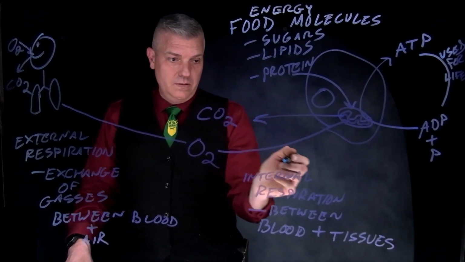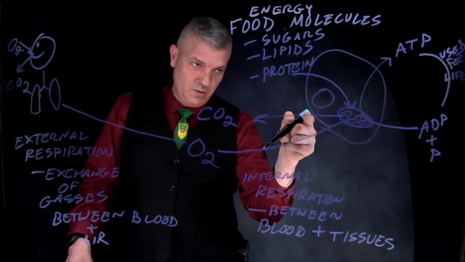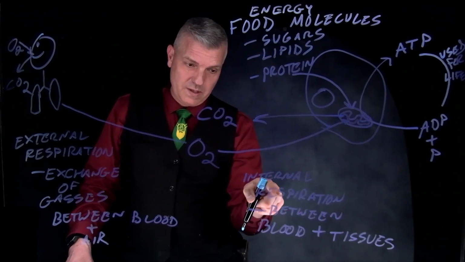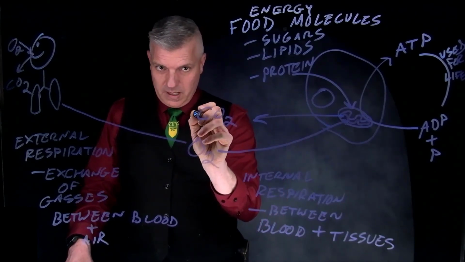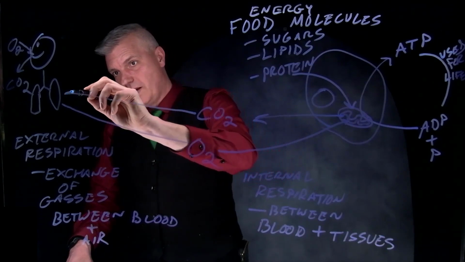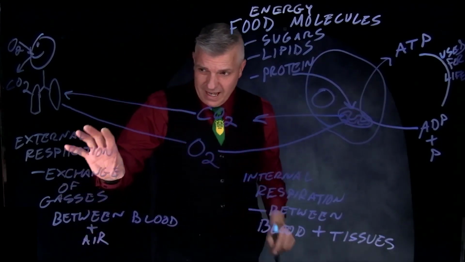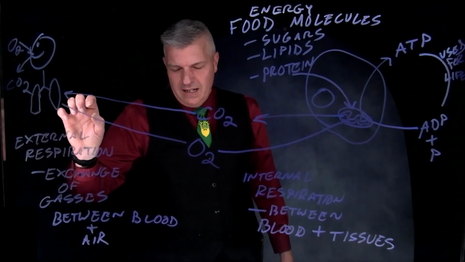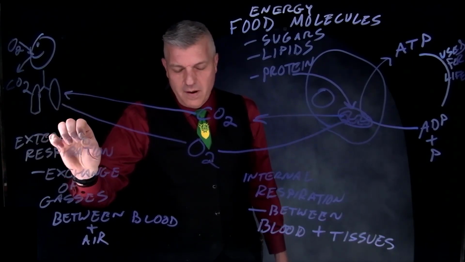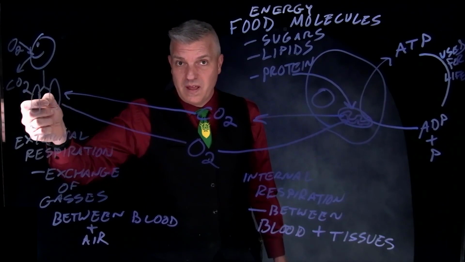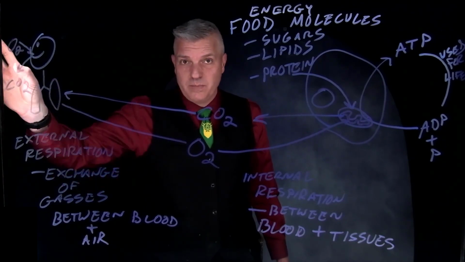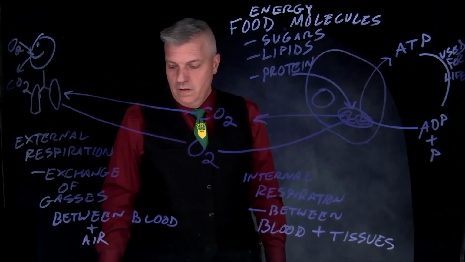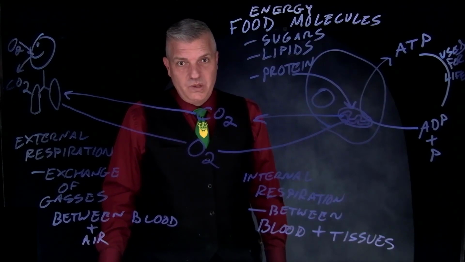So that CO2 is exchanged between the tissue and the bloodstream via internal respiration, and then the blood carries that CO2 back to the lungs, and then in the lungs, external respiration is also happening, of course, and in this case, the CO2 is diffusing from the blood in your lungs out into the air in your lungs, and then you're able to breathe it out. So that's the full story of why we breathe.